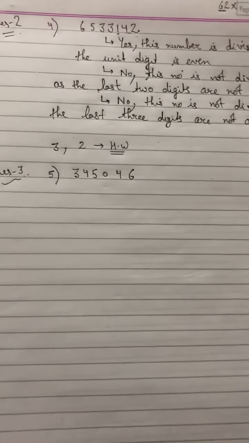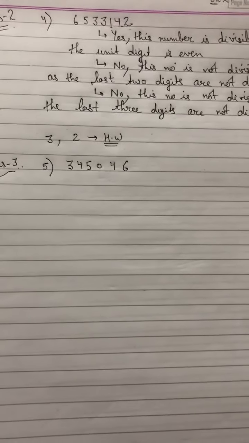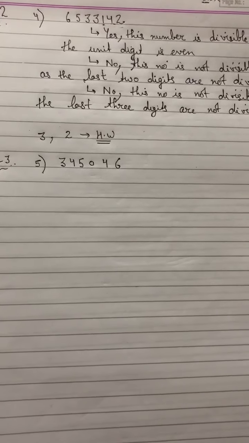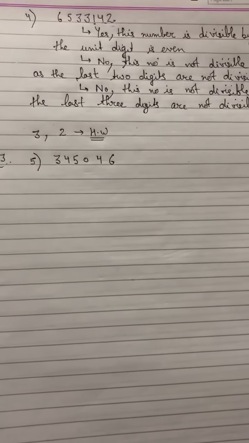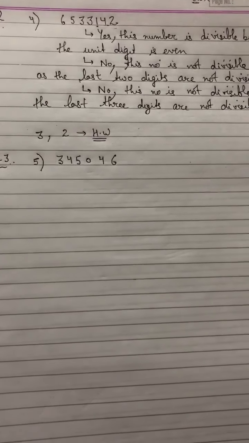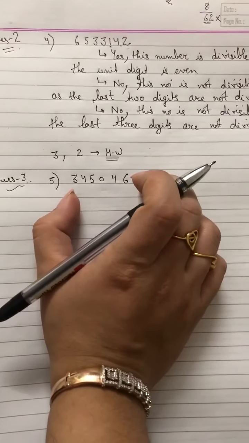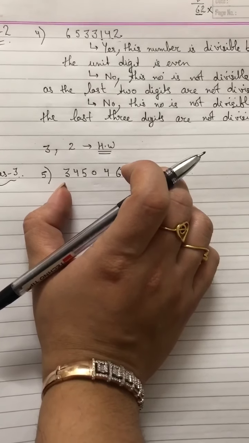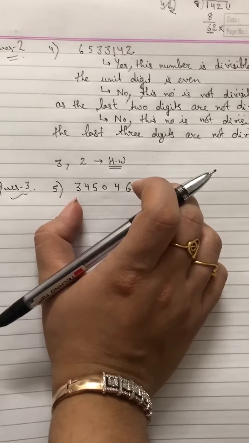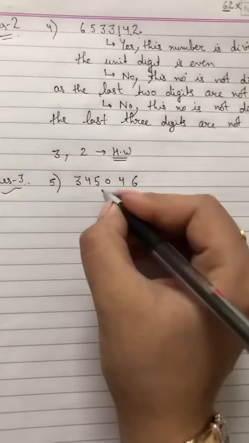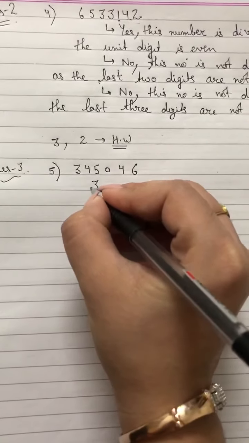You know that in order to check for the divisibility of 3 and 9, your sum of digits should be divisible by 3 and 9 as well. Okay, for 3 the divisibility test is that the sum of the digits should be divisible by 3, and for 9 the same test, the sum of digits should be divisible by 9. So let us first check out the sum of the digits.